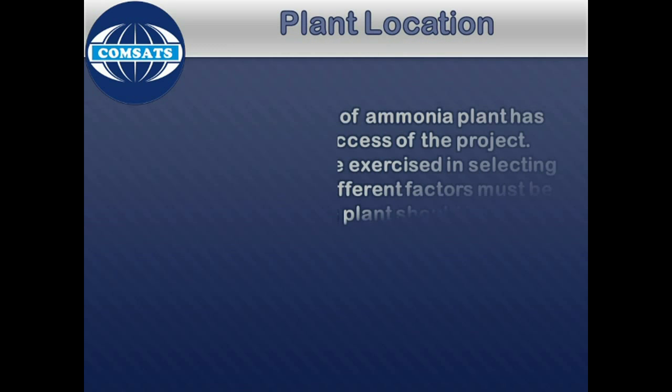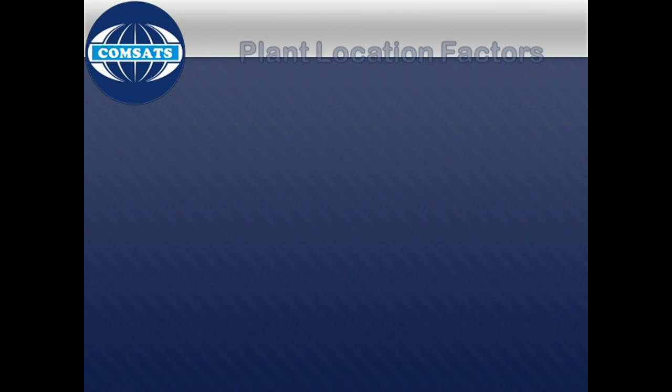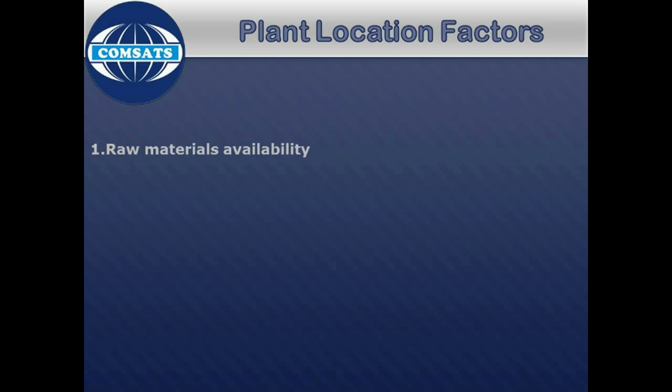Plant location plays an important role in the success of a chemical plant. The geographical location of an ammonia plant has strong influence on the success of the project. Considerable care must be exercised in selecting the plant site, and many different factors must be considered. Primarily, the plant should be located where the minimum cost of production and distribution can be obtained. But other factors such as room for expansion and safe living conditions for plant operators as well as the surrounding community are also important. Here are some of the factors that influence plant location.